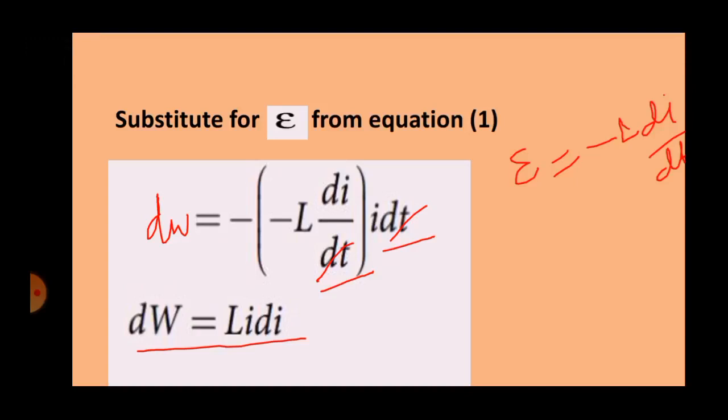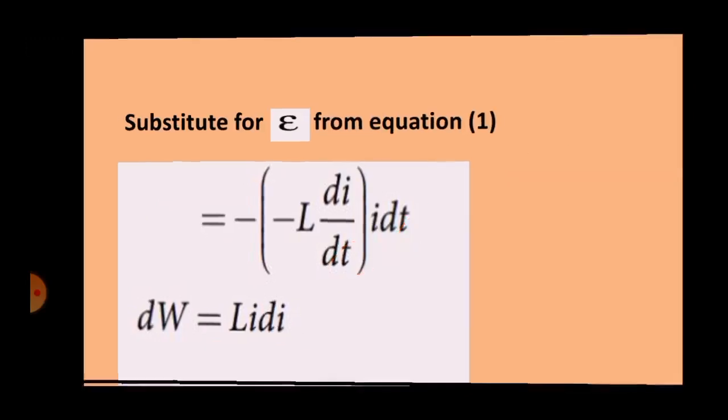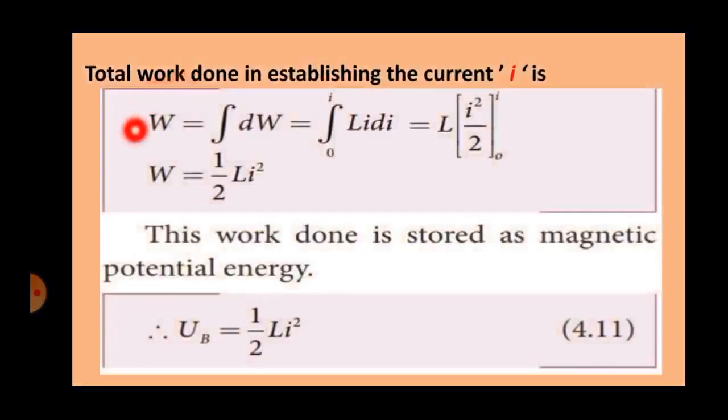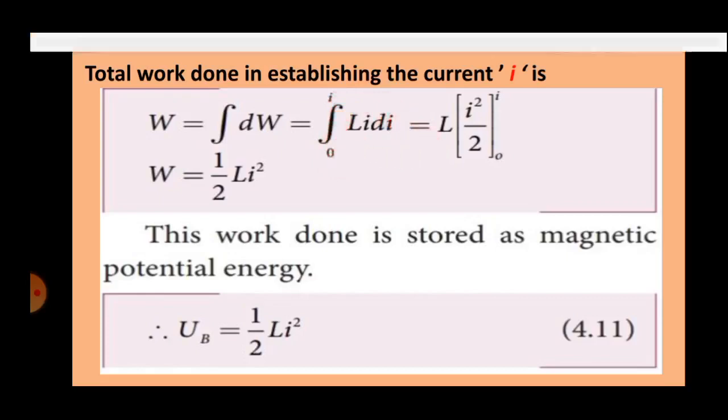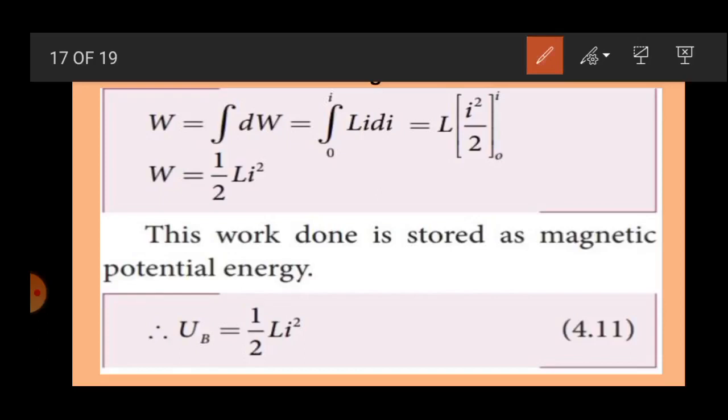Okay. Now calculate total amount of work done. The total work done in establishing the current I is given by total work done W is equal to integral of dW. Now taking integral on both sides, dW is equal to L I into di. So integral of dW is equal to integral of L I into di. Therefore initial to final integral value, initial current 0 and final current I. Now L is a constant, self inductance of the coil is constant.